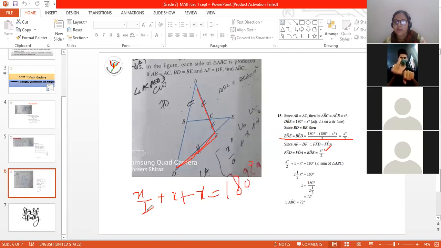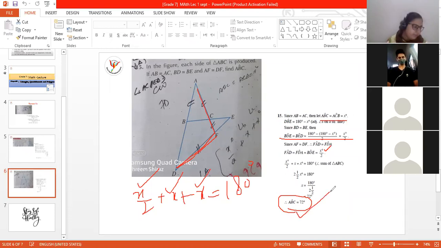The sum of angles of a triangle is equal to 180 degrees. This is the first angle, second angle, and third angle. For that, we have to find the value of x, and the value of x is 72 degree. And when the value of x is 72 degree, since we have assumed that ABC is equal to ACB is equal to x degree, x degree is equal to 72 degree. If you have any question related to question number 14 and 15, you can raise your hand. This lecture will also be uploaded on GC.